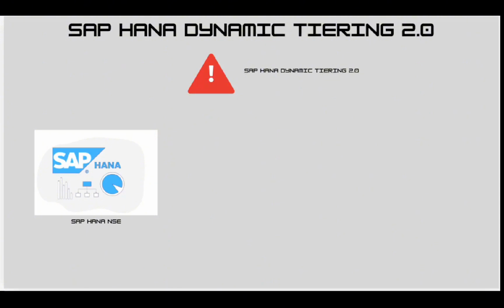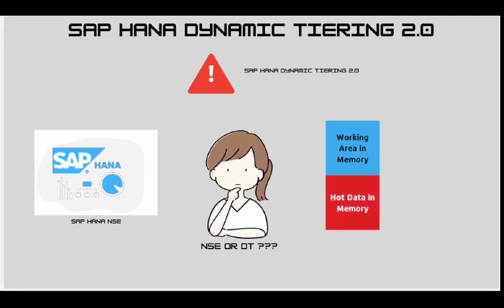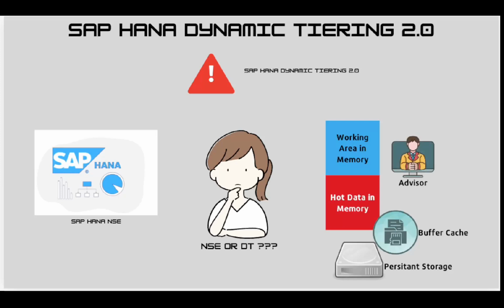Now, the $1,000,000 question here is, what's the difference between NSE and DT? With NSE, warm data stays in a separate area of SAP HANA memory called the buffer cache, while DT moves data back and forth from disk to memory whenever it's needed. NSE is a bit more streamlined, keeping things in memory rather than swapping them from the disk. Plus, NSE comes with a cool advisor that gives you recommendations on whether to page load or column load certain tables and partitions.